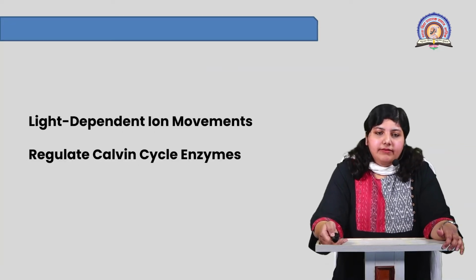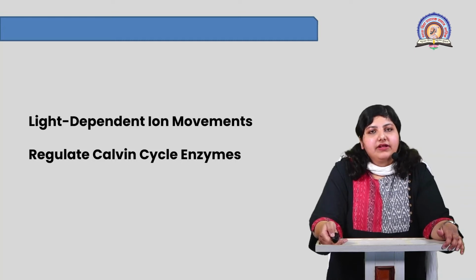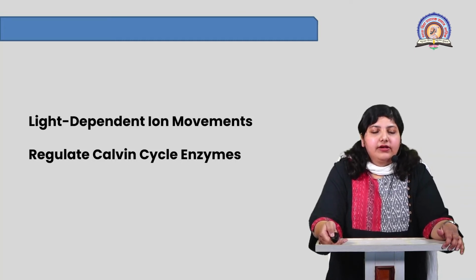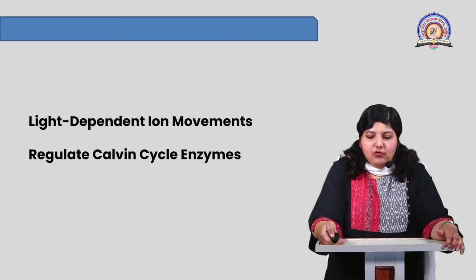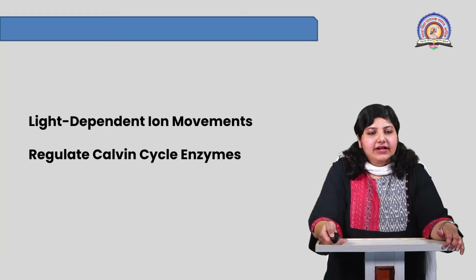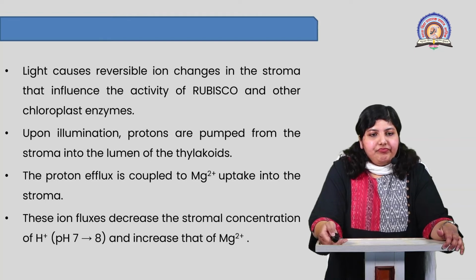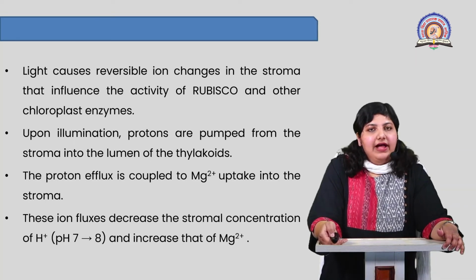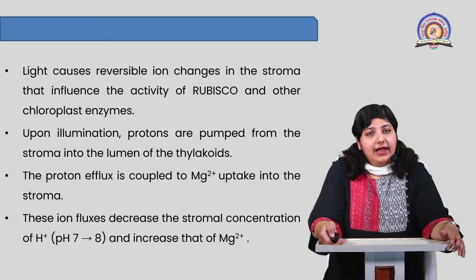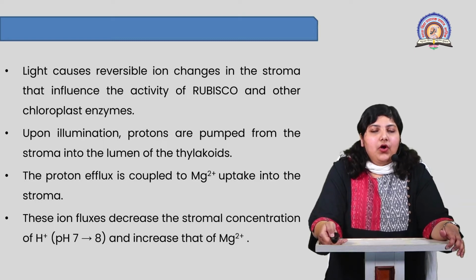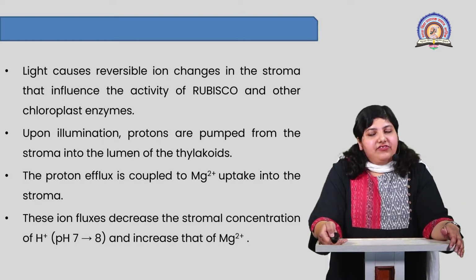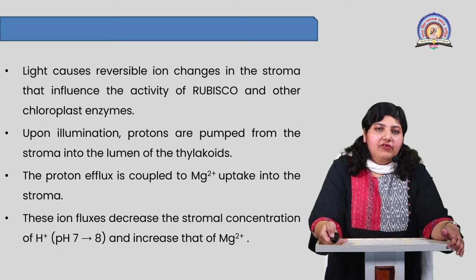Now some other mechanisms are also present which regulate the different Calvin cycle enzymes, and those are light dependent ion movements. What are these mechanisms? Let us see them also. Now light causes several reversible ion changes in the stroma of the chloroplast, and these changes influence the activity of Rubisco and other chloroplast enzymes.